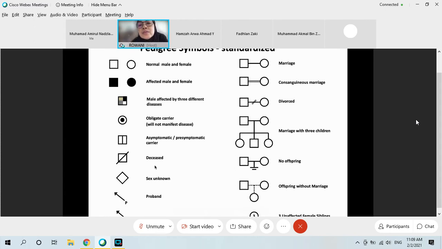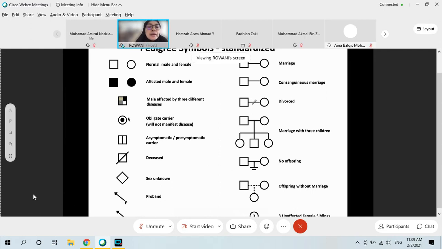For example, this is normal male and female, this is affected male, affected female. If the person in question has different diseases, that is how you color it. But when you put these different symbols in, you must put a legend. What does black mean? What does grey mean? What does this color mean?